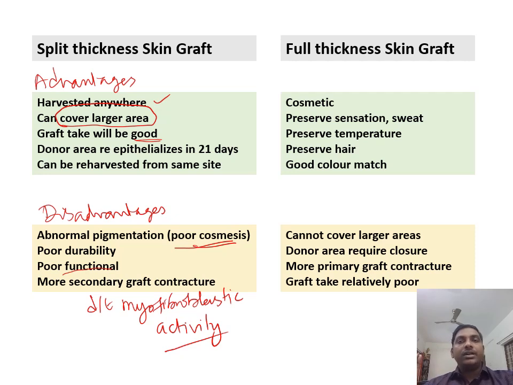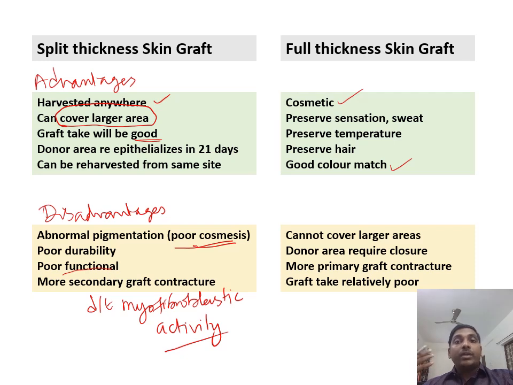Coming to the full thickness graft, we know it gives a good color match. There won't be any abnormal pigmentation. It will be very much cosmetic. Since it has the appendages, it can preserve sensation and sweat, temperature as well. It can grow hair. But the disadvantage is that you cannot harvest a large amount of full thickness skin graft because the donor area has to be closed primarily. So the donor area requires closure, and it cannot cover large areas.